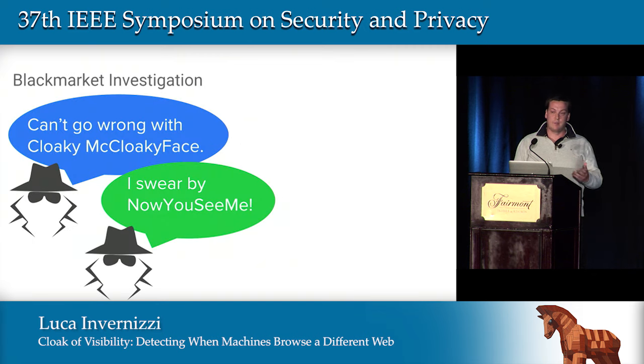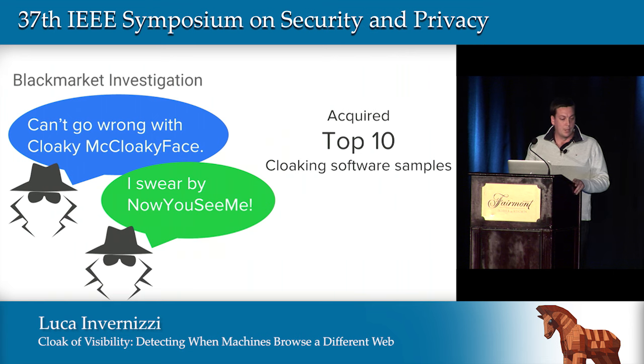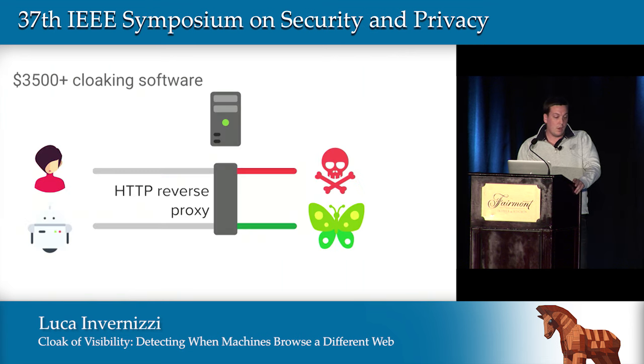We need to find these new cloaking techniques, and to do that, we turn to the black market. We have crawled a few black market sites, and we saw the comments that people were saying about particular cloaking software packages, and we ranked them, and we found the top 10, and we acquired them. This is an example of one of them. It costs $3,500, so it's quite expensive. And essentially what it is is a smart reverse HTTP proxy.